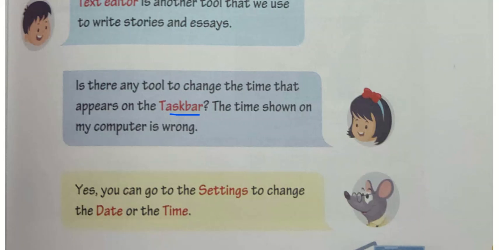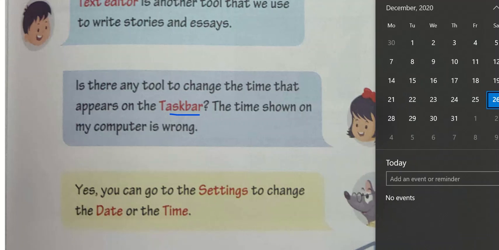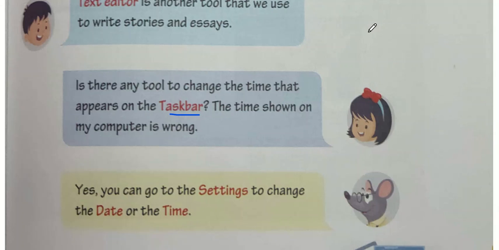On the taskbar, on the right hand side, we have a date option. Whenever you click it, it shows you the date and time both. So if your computer's time gets wrong somehow, then you can change the date and time also. Now to change date and time there are certain steps. Yes, you can do the settings to change the date and time both.